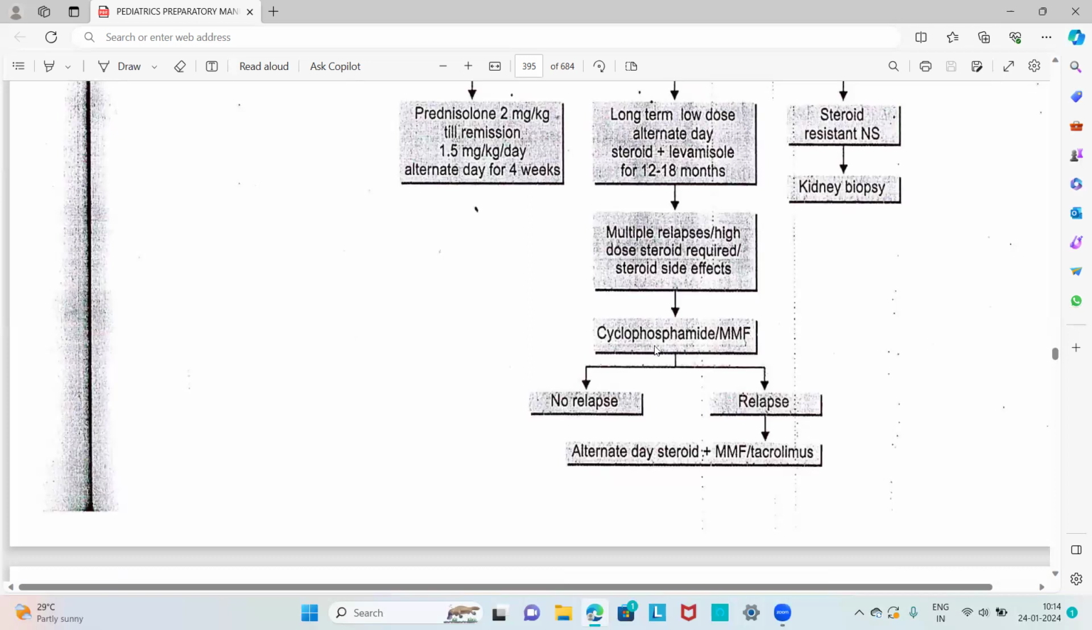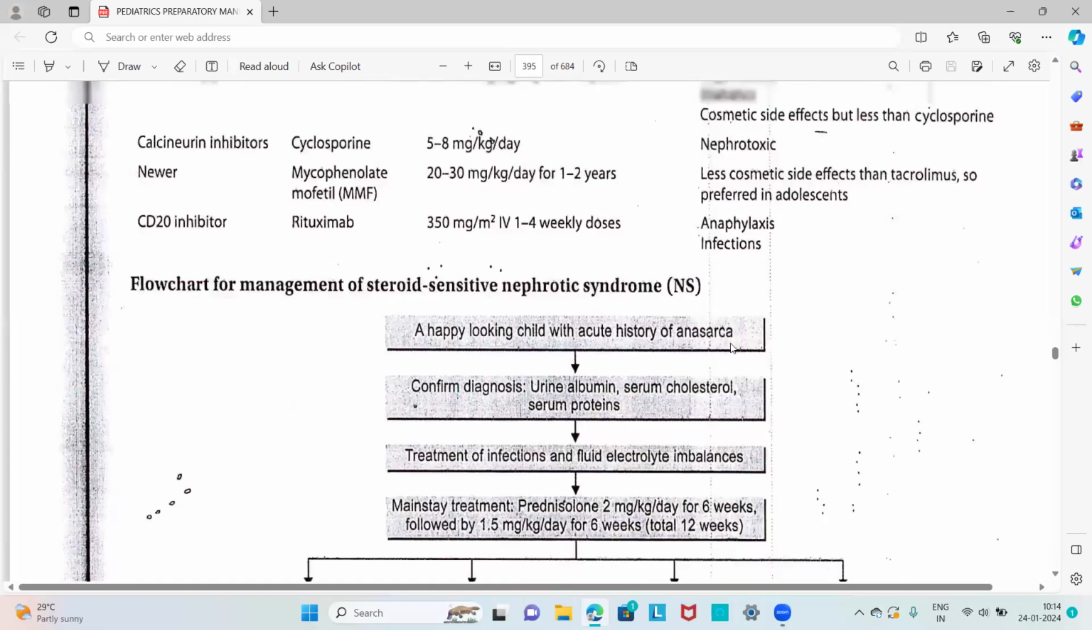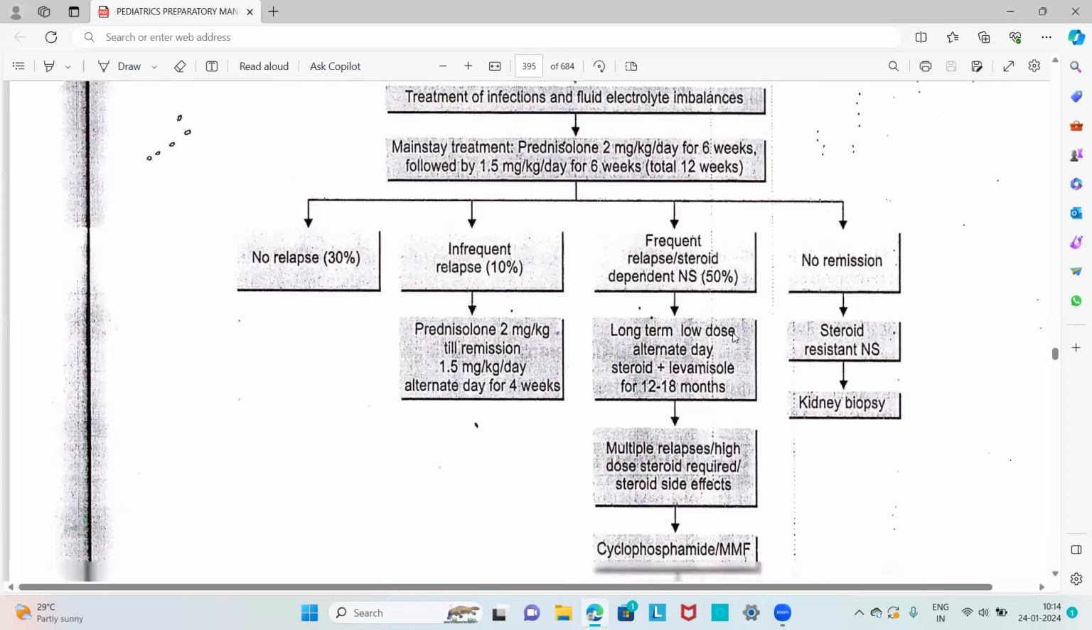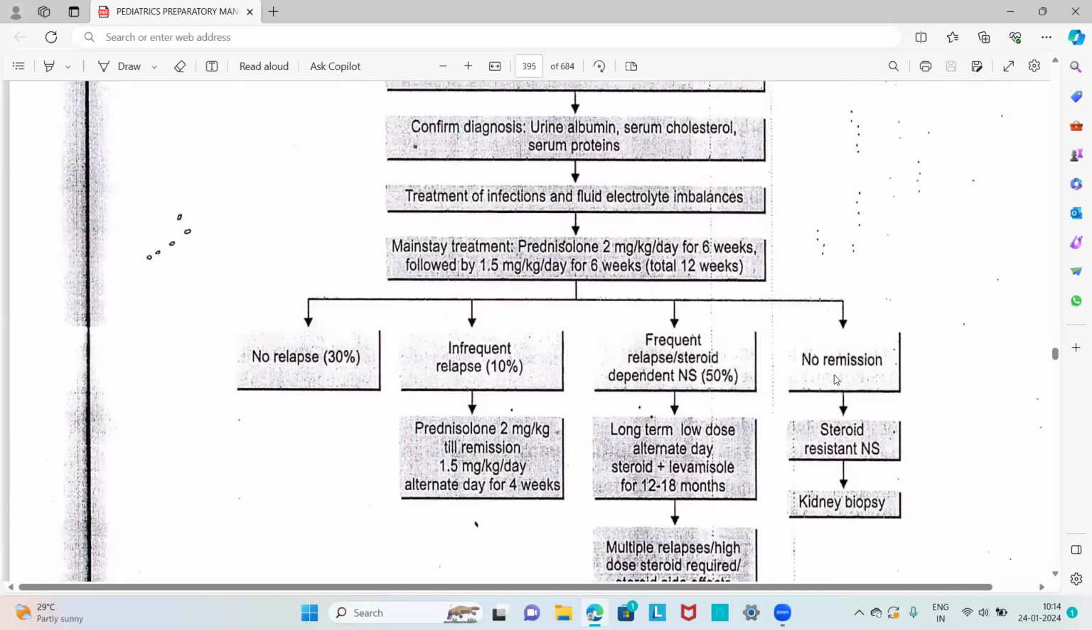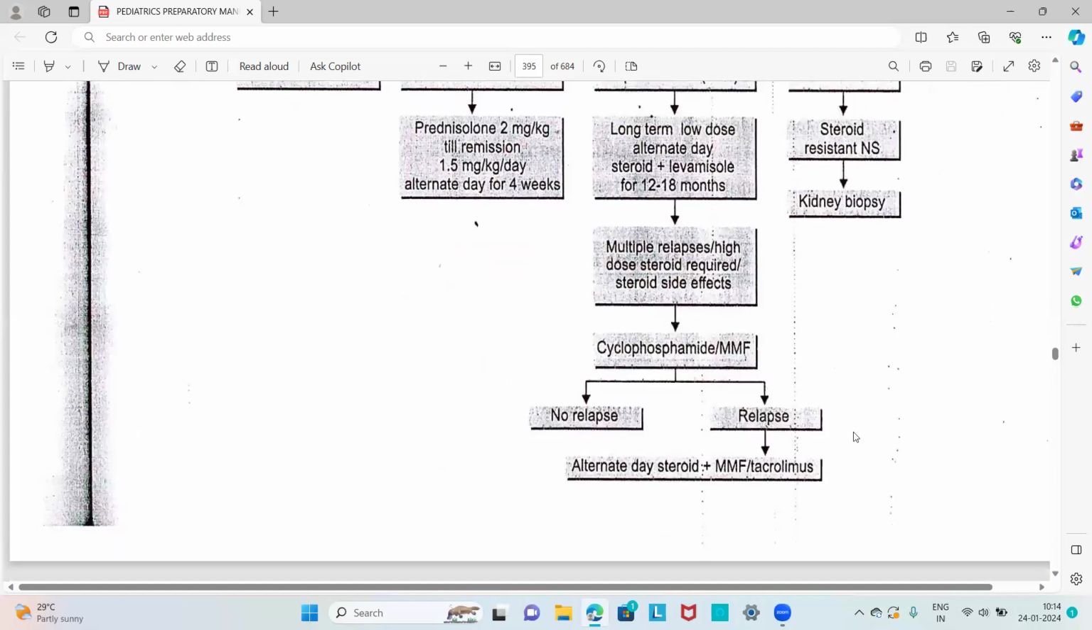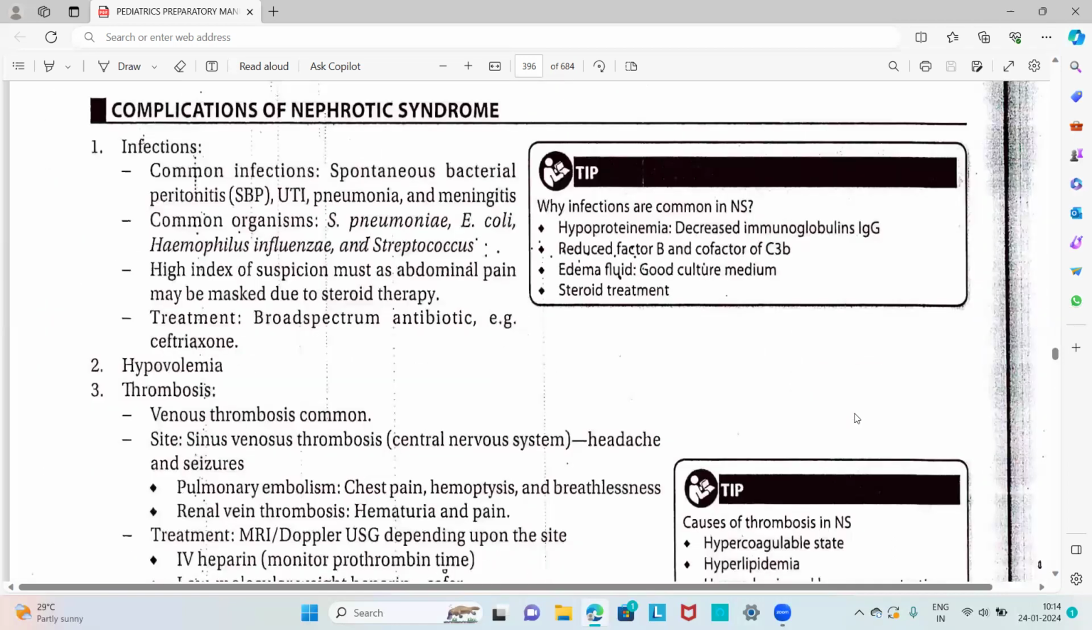Then we have to go for cyclophosphamide or MMF, that is mycophenolate mofetil. Then if there are no relapses, we can discontinue treatment. And if there are relapses, we have to go for alternate day steroid plus MMF or tacrolimus. If we give this initial management and there is no remission following this treatment, that is called steroid resistant nephrotic syndrome, and we have to go for kidney biopsy in such cases.